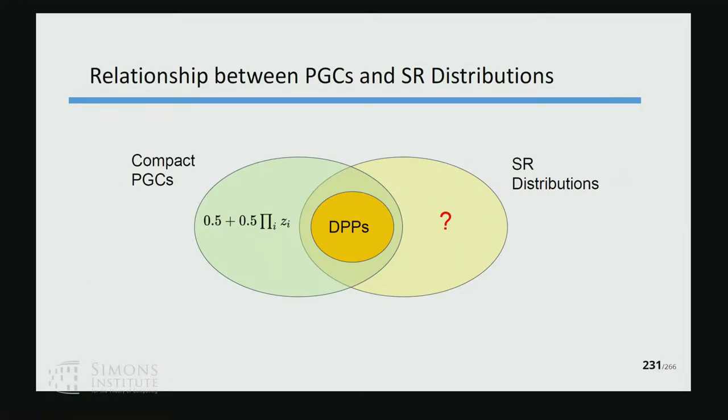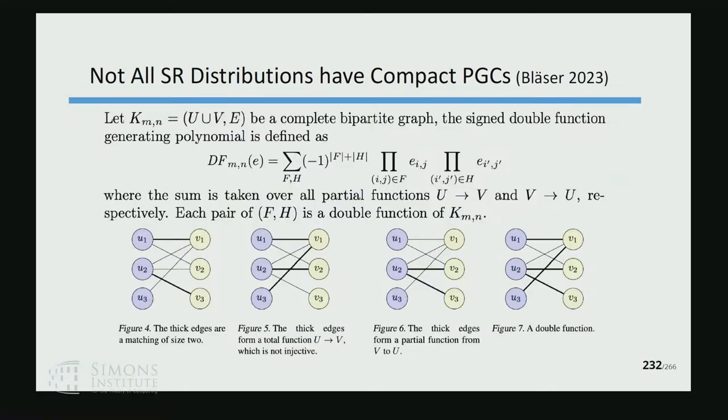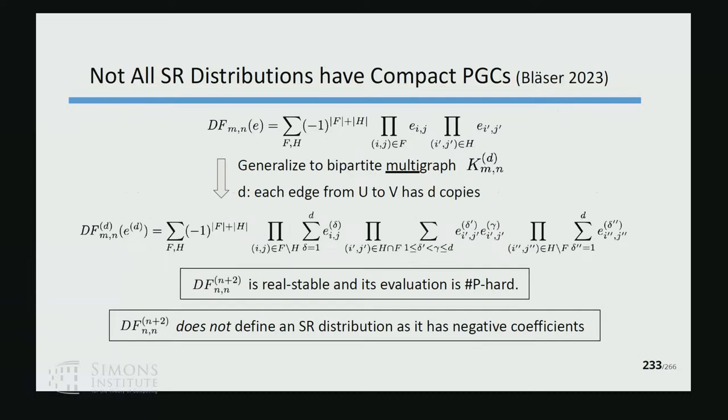This counterexample, or separating example, or whatever you want to call it, is a bit trickier. So you can check this paper from last month, actually, encoding some very general form of a relaxation of bipartite matching into a generating polynomial. I'll spare you the details, but essentially what they're able to show here is that there is a generating polynomial that is real stable, meaning it has this strongly Rayleigh efficient sampling property, and that's also #P-hard to actually exactly evaluate marginals in. And so this is a counterexample.